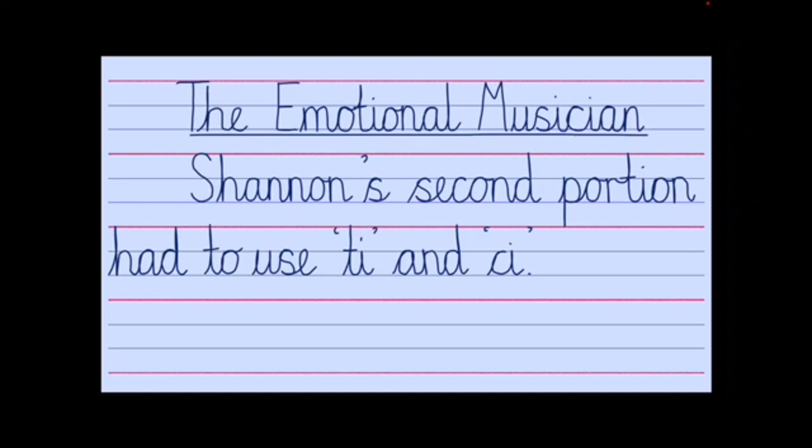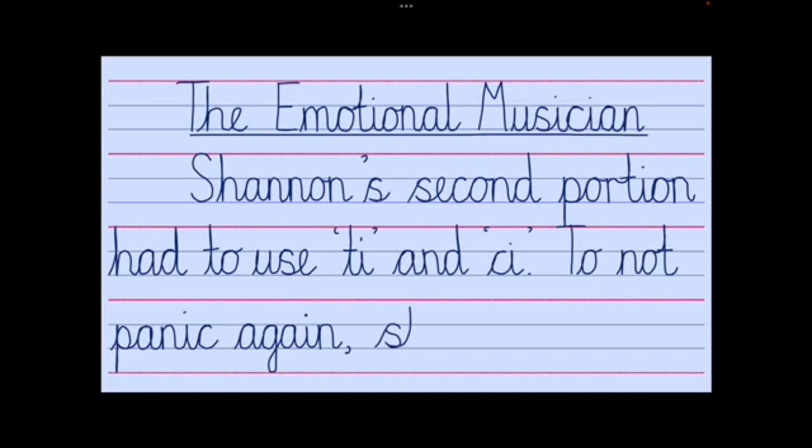To not panic again, to not panic, and we don't need CK, it wasn't a one-syllable word, again with AI. She had to think.